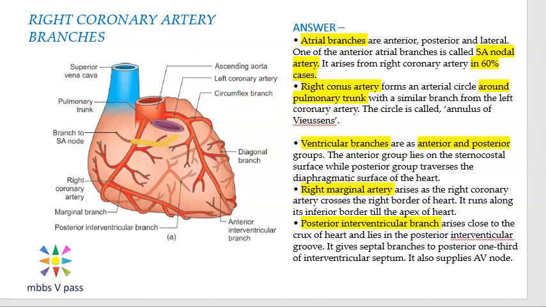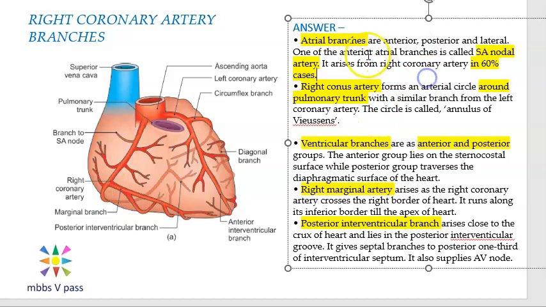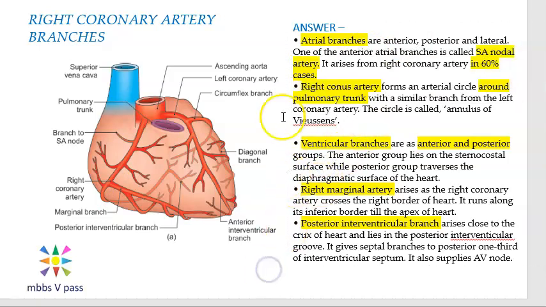What all have you learned so far? Atrial, ventricular. In atrial we saw only what? Branch to SA node, right conus. This much we have seen. Then coming to the ventricular side, basically again we have anterior and posterior. I'm telling you, everything has anterior and posterior.